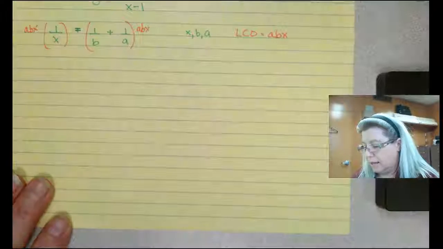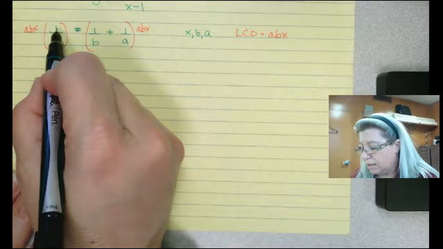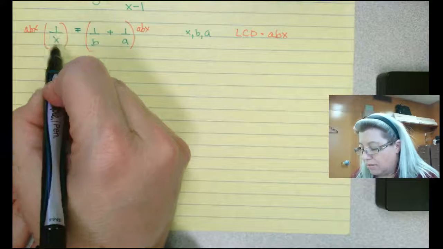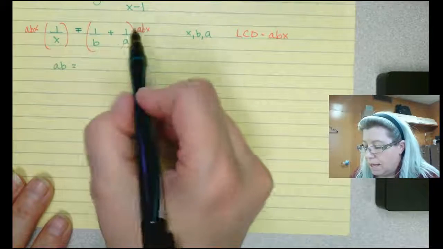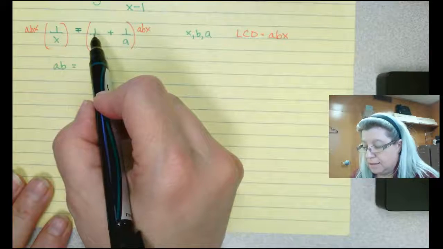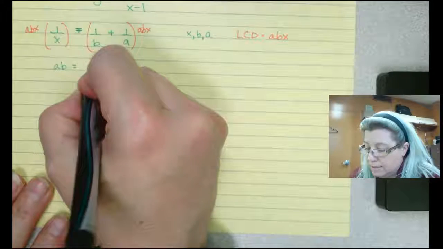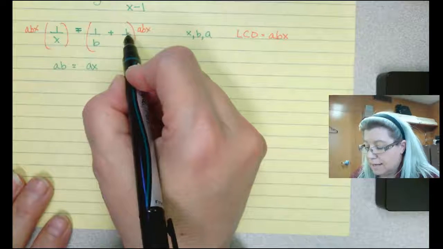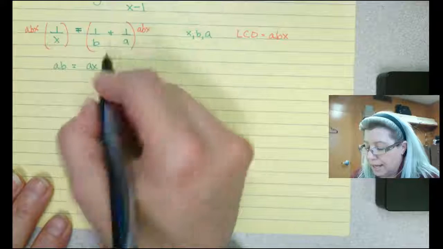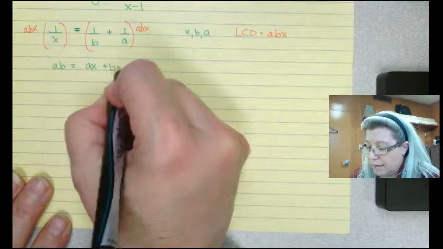abx times 1 is abx, all divided by x is ab. abx times 1 is abx, divided by b is ax. abx times 1 is abx, abx divided by a is bx.